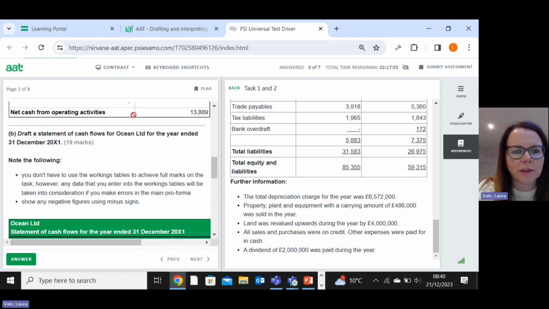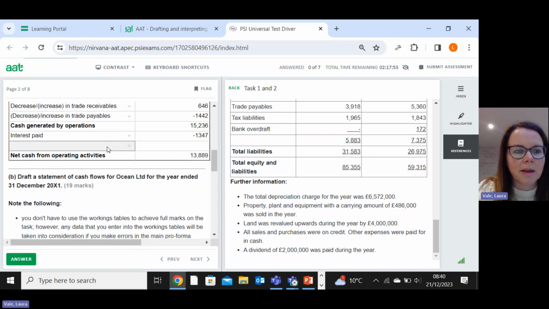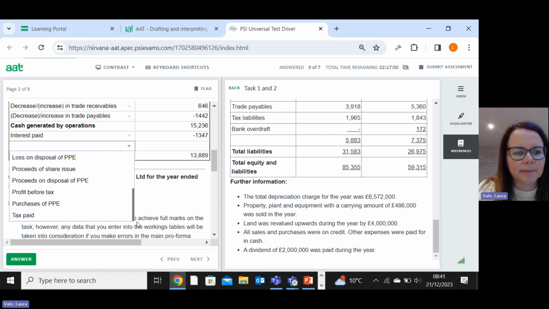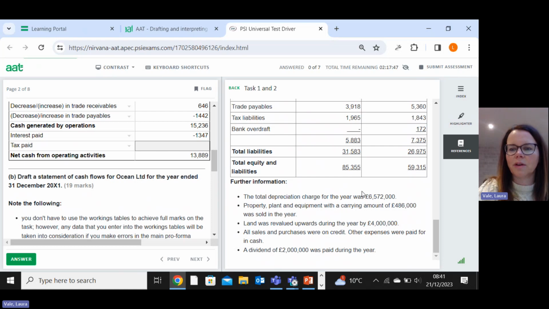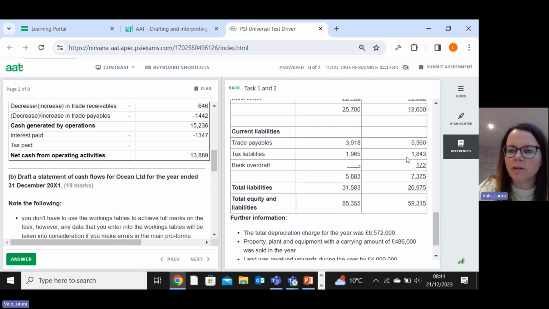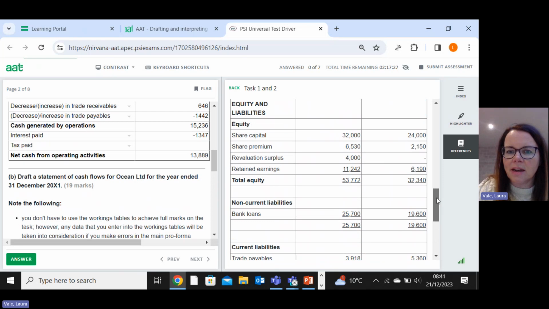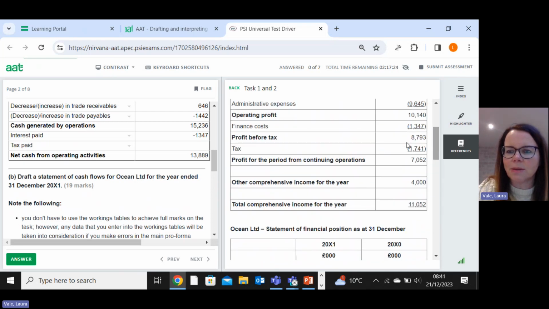Oh, there we go. It's awkward on this laptop screen, but right, so we've got tax paid. Now with your tax paid, you've got to use not only your tax charge that's been provided, but also your tax liabilities figures. So we do a calculation here. We start with what we owed at the start of the year. So we owed 1843. We then know that we've got an additional tax charge. This would have been debit tax charge, credit liability. So we've got further liability of 1741. So I'm adding that on.